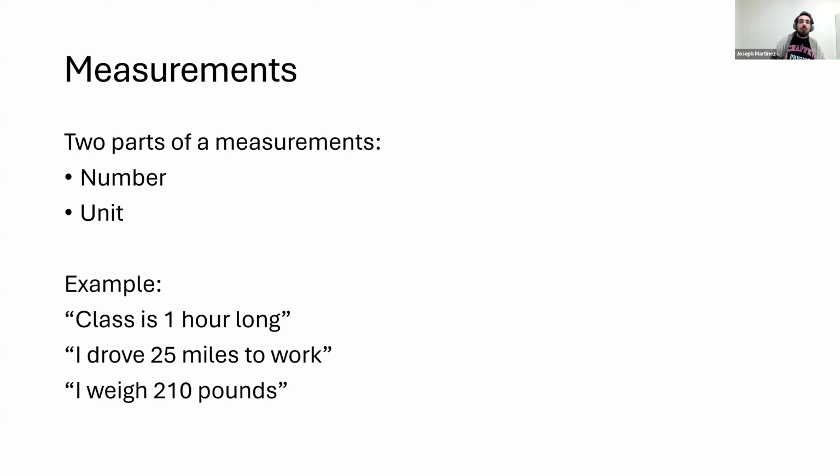Last example, I weigh about 210 pounds, right? 210, the number, pounds is the unit. So we have this idea that every measurement needs a number and a unit. We cannot forget the unit.